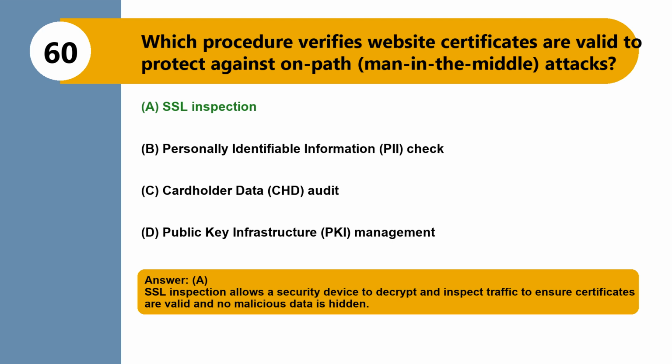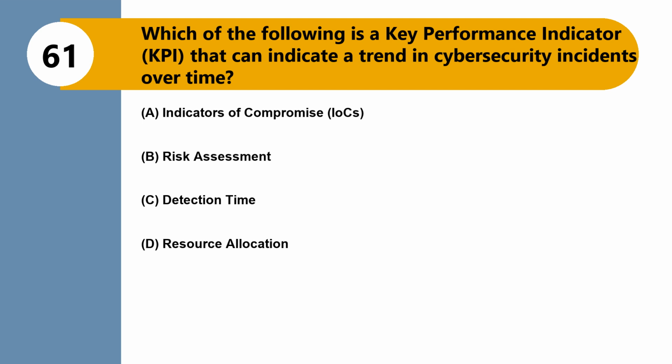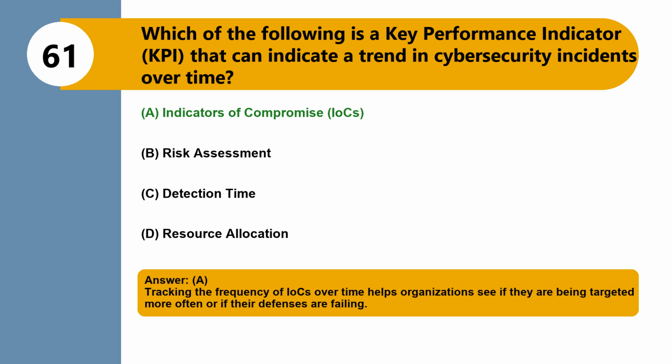Question 61. Which of the following is a key performance indicator, KPI, that can indicate a trend in cybersecurity incidents over time? Option A, indicators of compromise, IOCs. Option B, risk assessment. Option C, detection time. Option D, resource allocation. The correct answer is option A, indicators of compromise, IOCs. Tracking the frequency of IOCs over time helps organizations see if they are being targeted more often or if their defenses are failing.